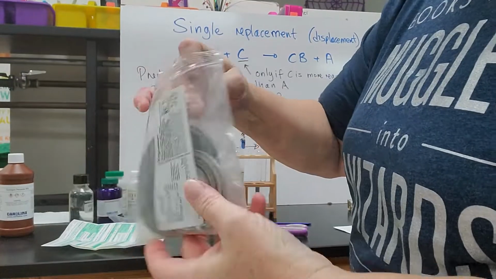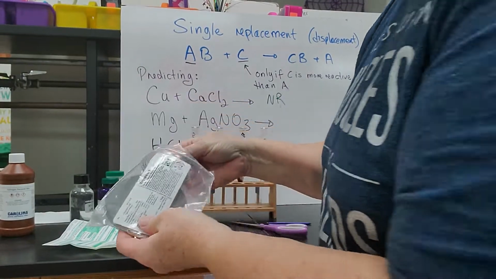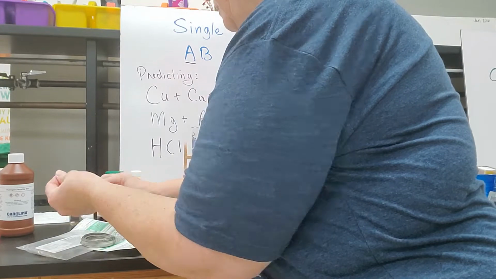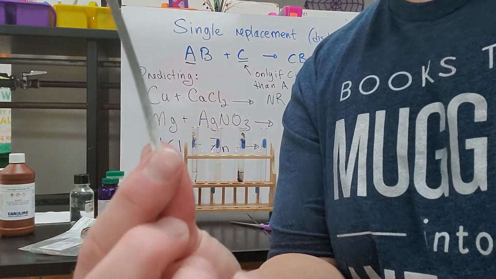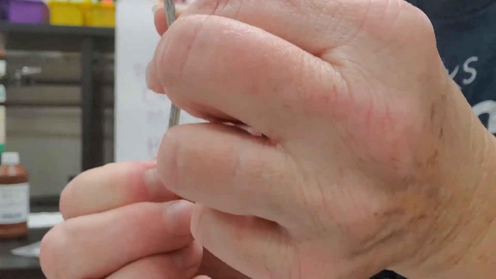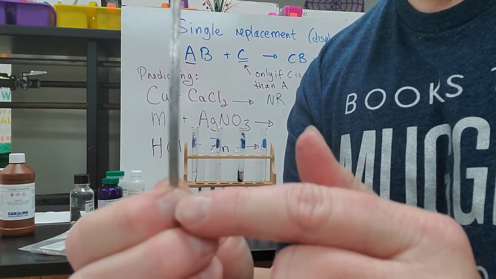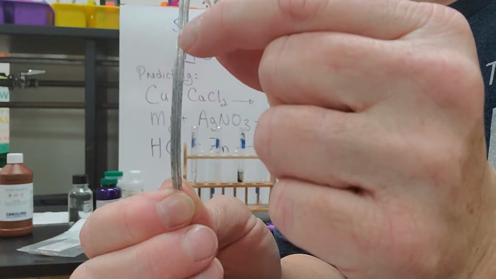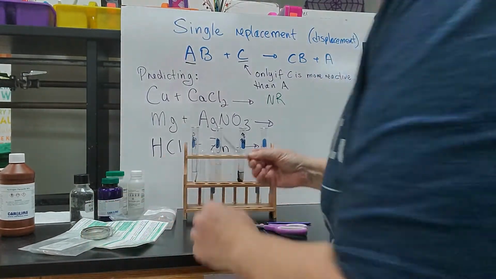Now magnesium's such a soft metal. I can just tear a piece off with my hands. So there's the magnesium. Again, it's got a little coating of magnesium rust on the outside. That's why it's not really shiny. So the magnesium oxide is the rust.